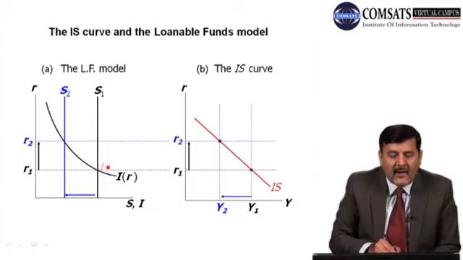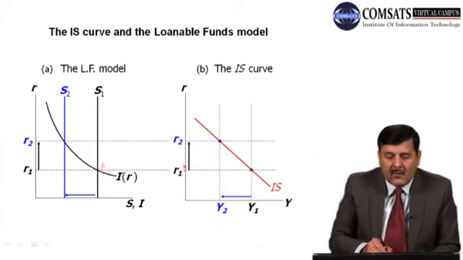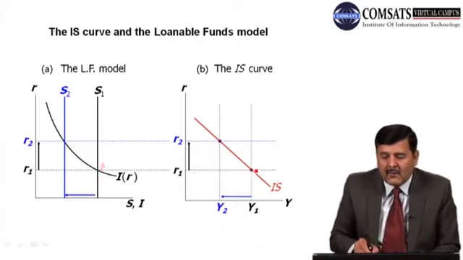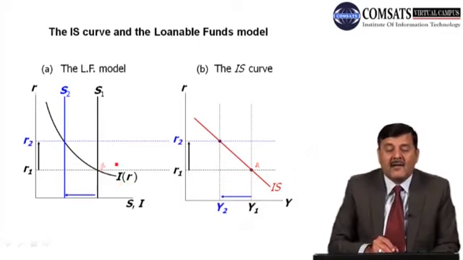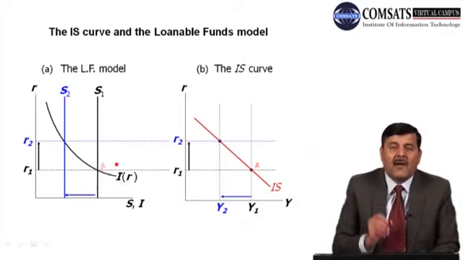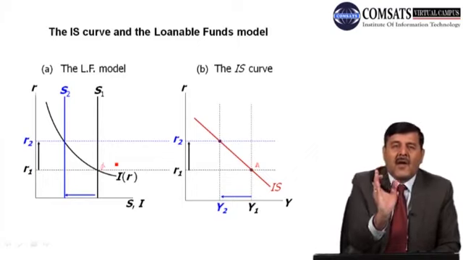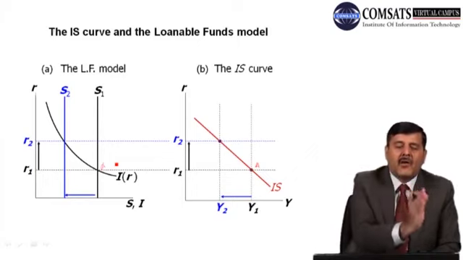At point A, R1 is the interest rate and Y1 is the level of saving and investment. Corresponding to this investment, we have this point here. At R1 we have Y1 level of income. Now suppose there is a decrease in savings. जब savings में कमी वाक़ई होती है तो the curve will shift from S1 to S2.